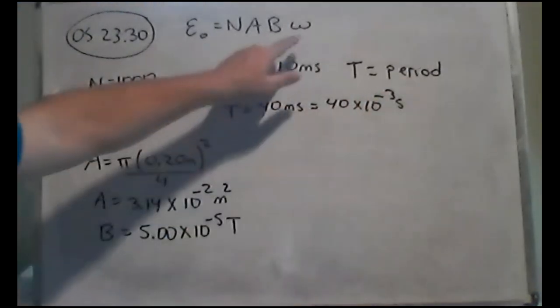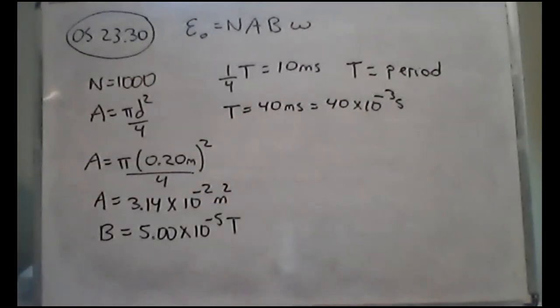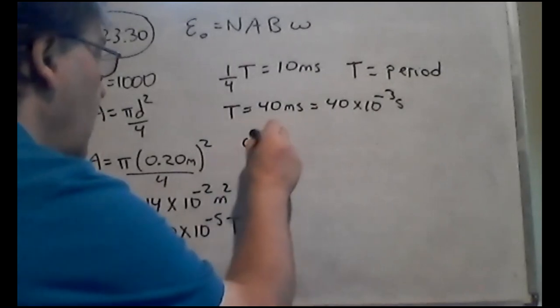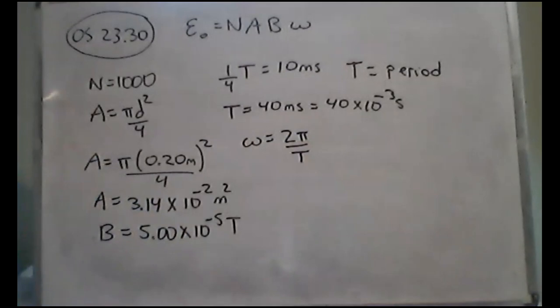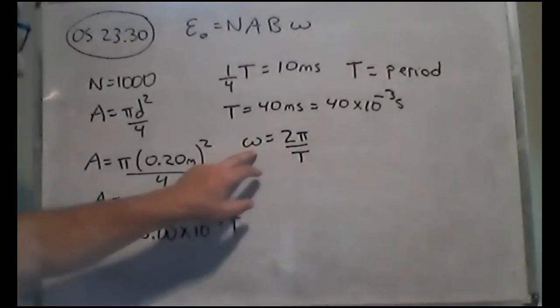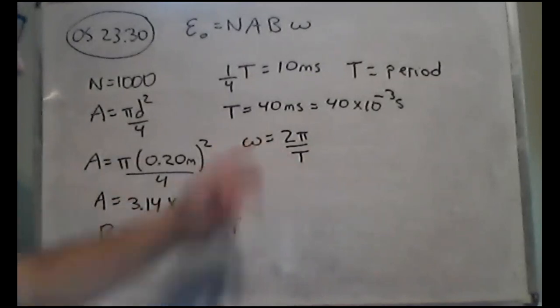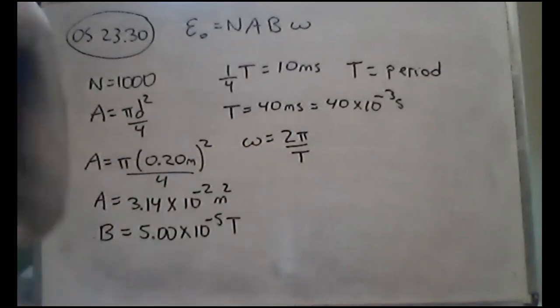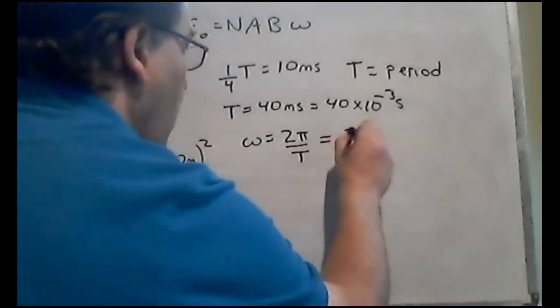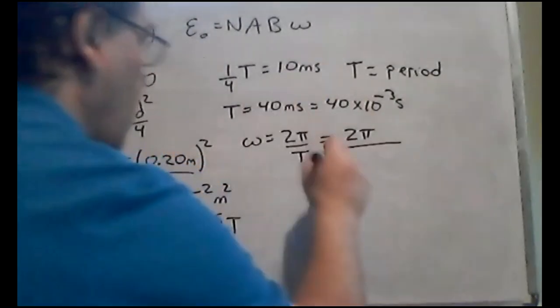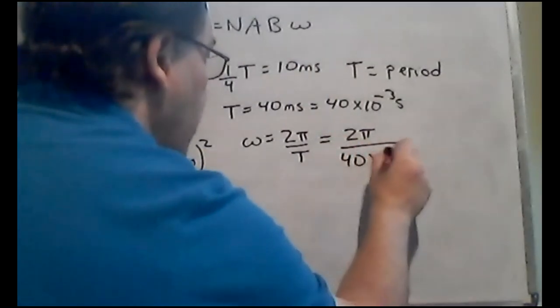Well, what do I want? I want omega. So I need to go back to my definitions in kinematics, or even wave theory. We always find that omega is 2 pi divided by T. That's the relationship between angular velocity and the period. So you take 2 pi and divide by 40 times 10 to the -3 seconds.